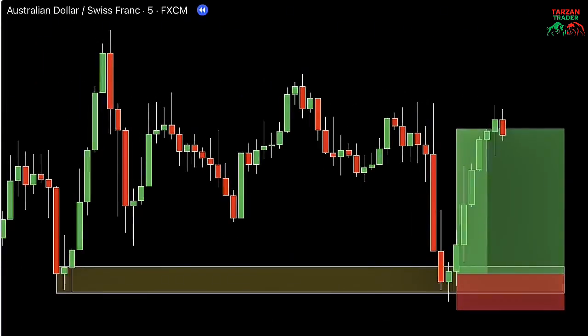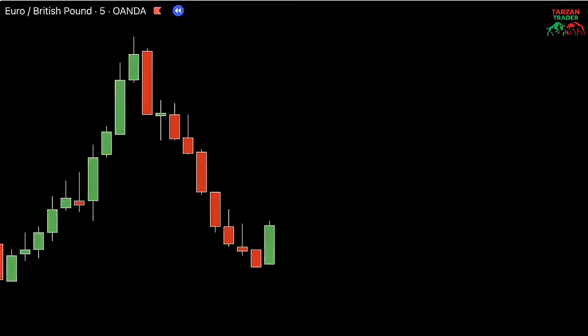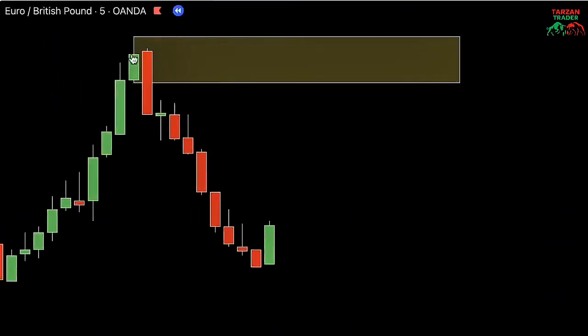The market moved exactly as we expected, going in the targeted direction, confirming the strength of this strategy. Alright, observe this chart example. We have identified a supply zone.